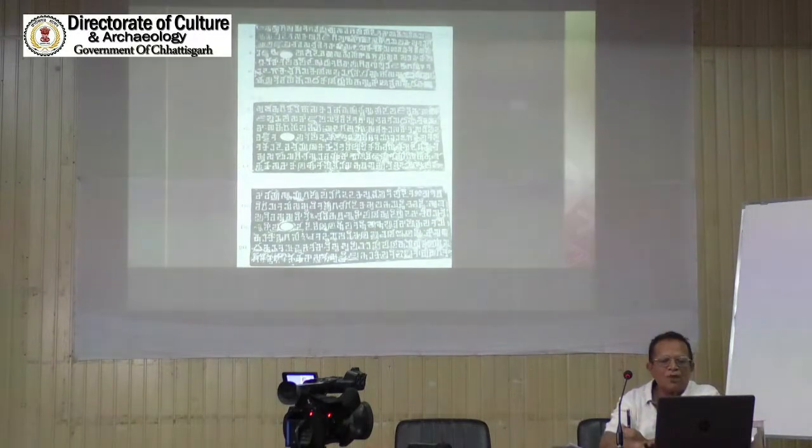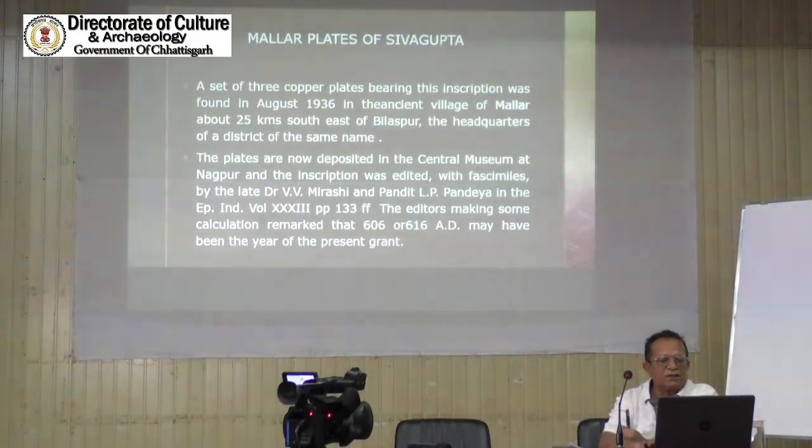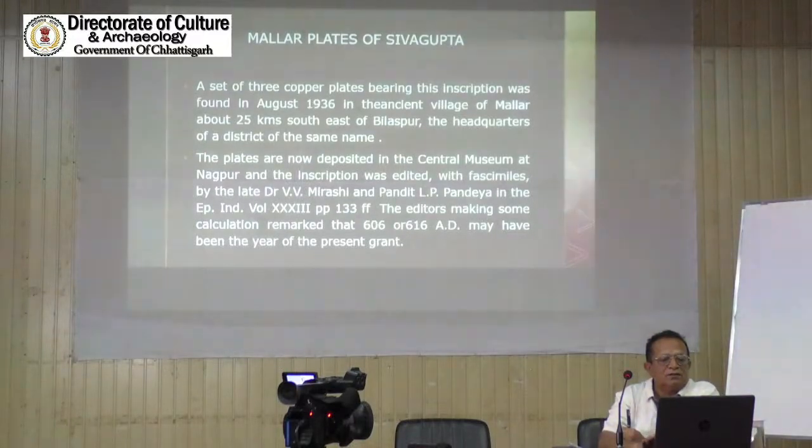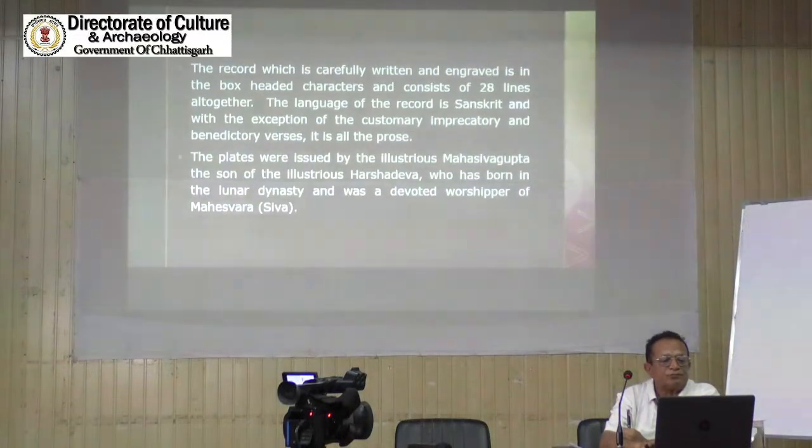So, the Mallar plates of Shivagupta. I'm just giving different kings of different dynasties. Mallar, again, is 25 kilometers from Bilaspur. It's in the Central Museum, Nagpur, edited by V.V. Mirashi and L.P. Pandya in Epigraphia Indica volume 33. So again, box-headed characters. That's the main thing.